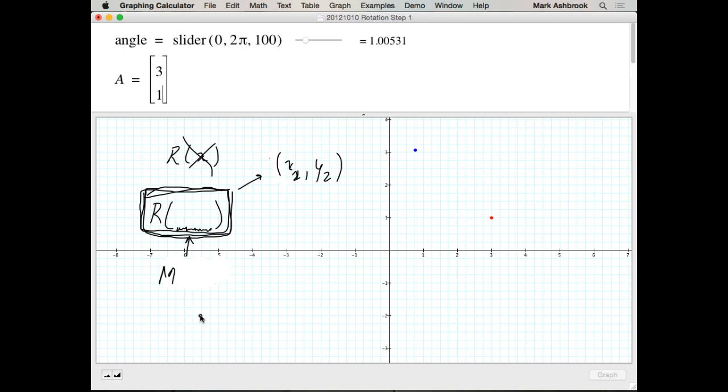Is that all it needs? Does it only need the rotation M to give us X2 and Y2? So if it just has the rotation, then it can give us the final point? No, what else does it need? What else does it need? Right, the initial point.